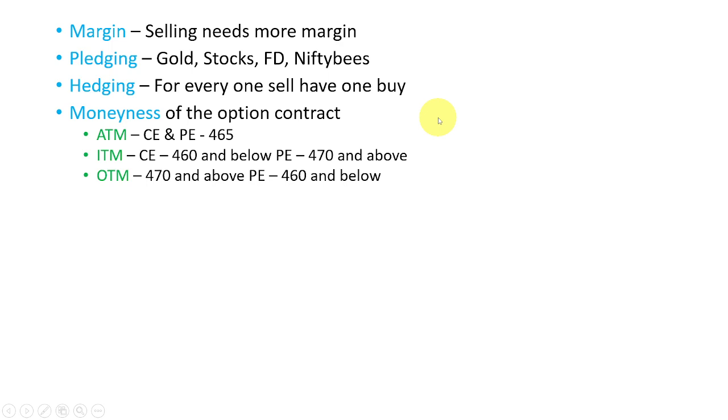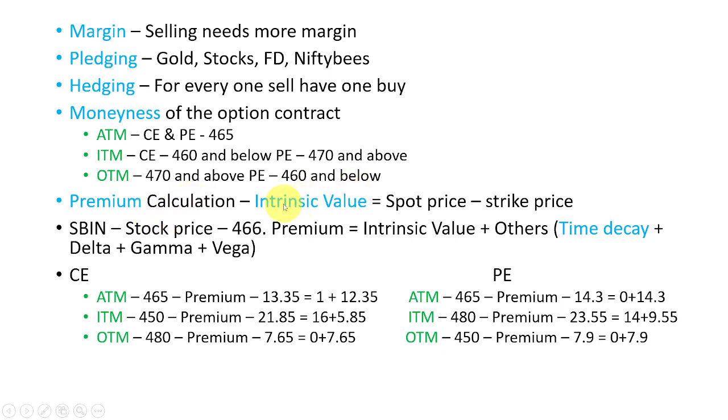Now, moneyness of contract I have told in the previous video: ATM, ITM, OTM, that is at the money, in the money, and out of the money. In the case of SBI, the stock price was trading on Jan 3rd at 466. So nearest to 466 in multiples of 5 is 465. That strike is called the at the money strike. And ITM and OTM: if the intrinsic value of the contract is more than zero, then that is called in the money. And if the intrinsic value is zero, then it is called OTM. I'll tell you what is intrinsic value.